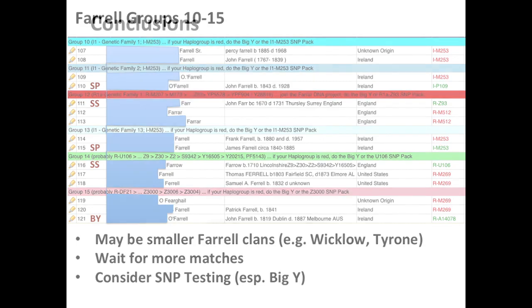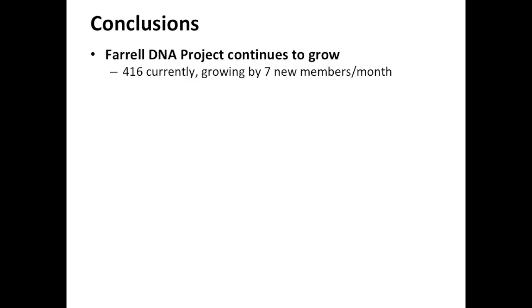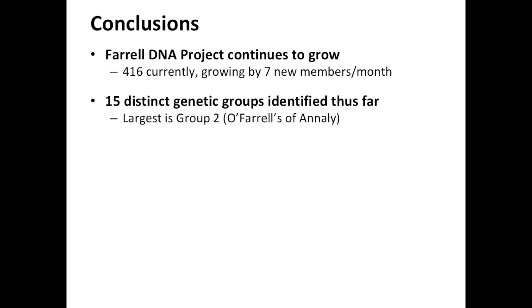So the conclusions. The Farrell DNA Project continues to grow. 416 members currently, and it's growing by 7 new members a month. There are 15 distinct genetic groups identified thus far. The largest is group 2, the O'Farrells of Annerley.